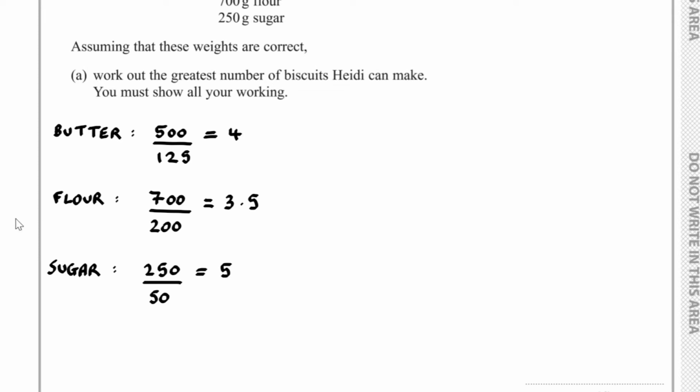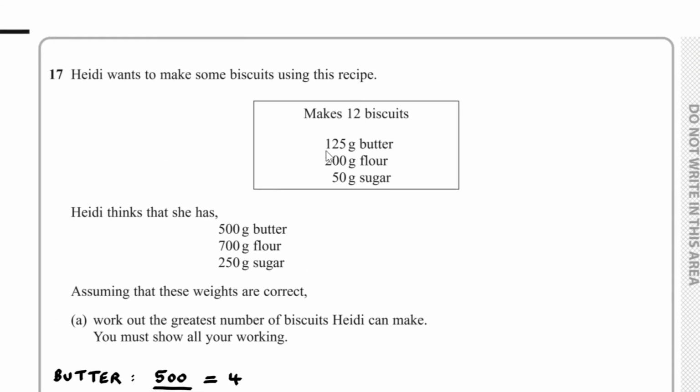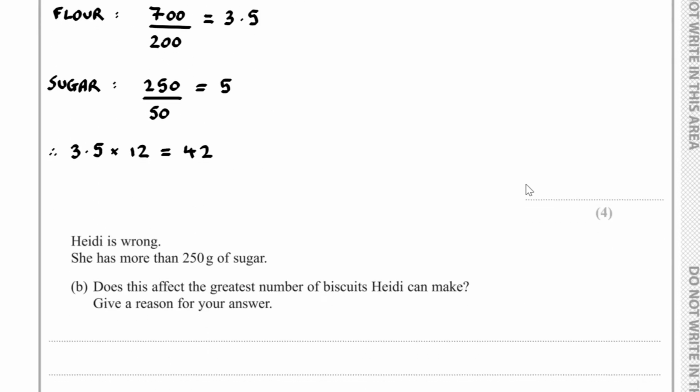So we are limited by the flour. We can make 3.5 times the 12 biscuits with these ingredients, and so 3.5 times 12 is equal to 42, so we can make 42 biscuits.